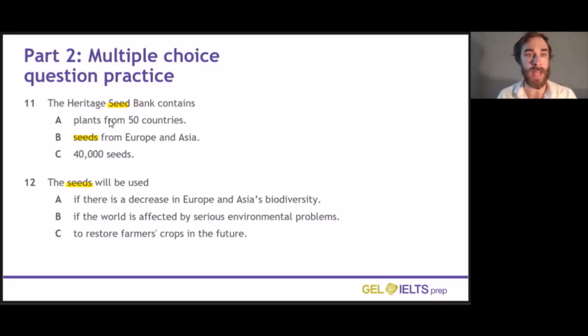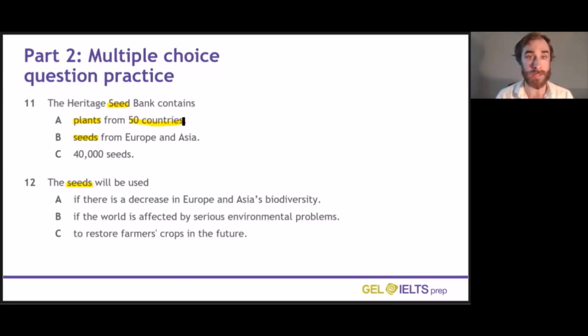The first option, A, plants from 50 countries. So plants is important to distinguish it from seeds, and 50 countries. You should be careful when you see numbers, because numbers will often be thrown into the listening to confuse you. The context may be slightly different. It may be talking about 50 countries or 50 other things, for example.